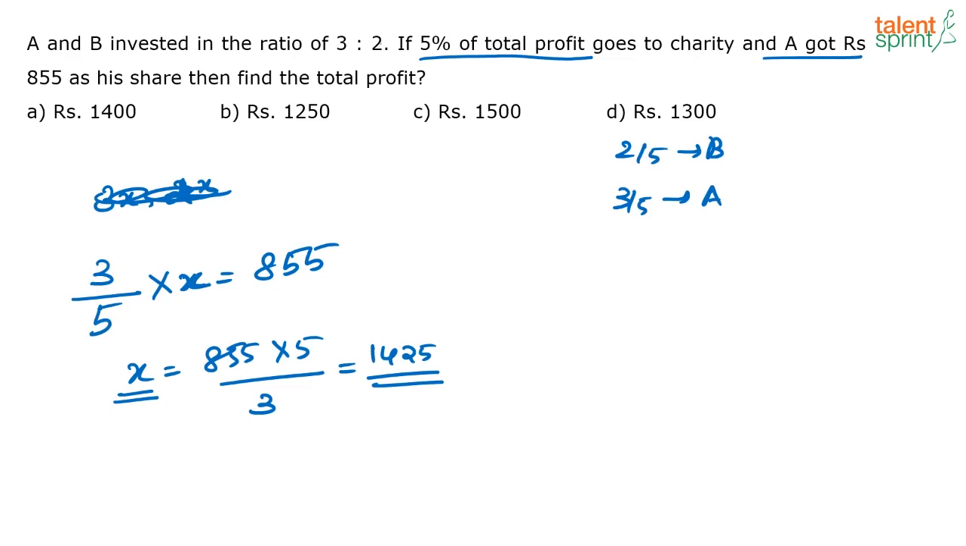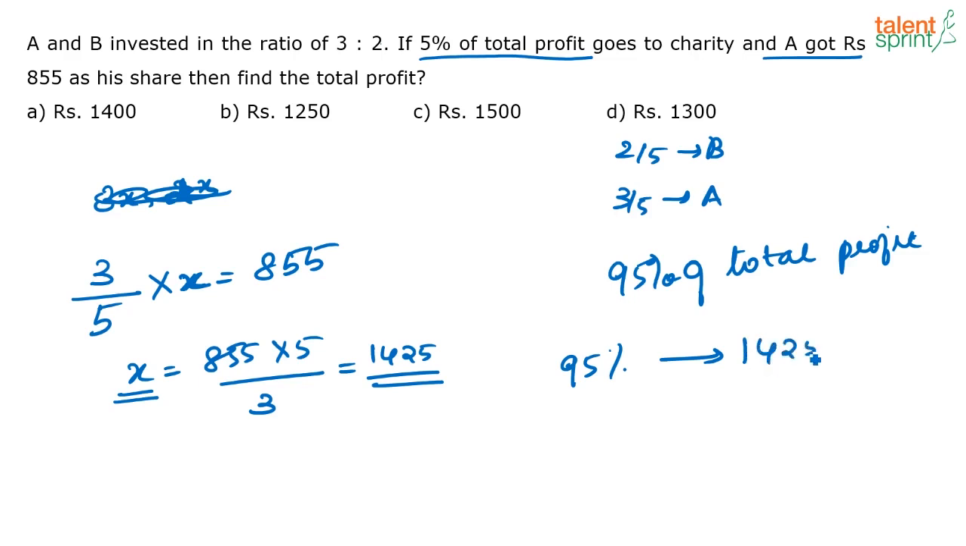So, what does this X account to? It accounts to 95% of the total profit, because 5% of this total profit is going to charity and this remaining 95% is only being divided between A and B in this ratio. So, I know that 95% of the profit is accounting to 1425.